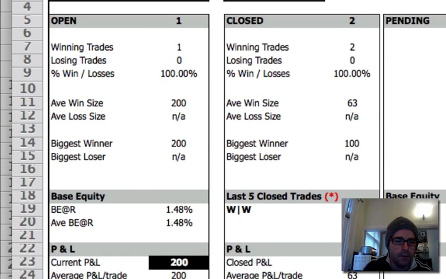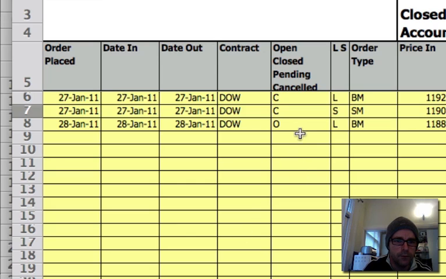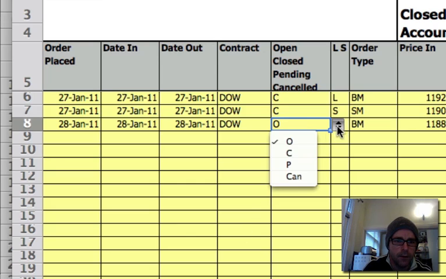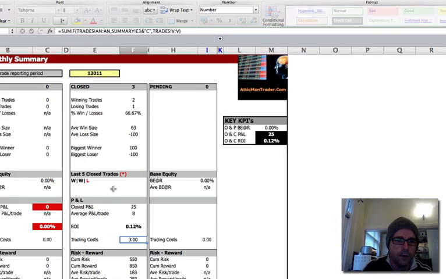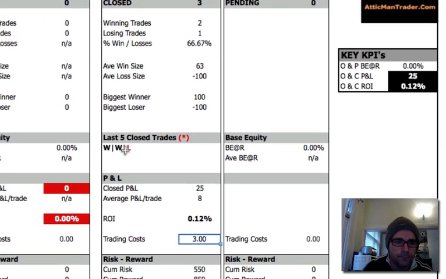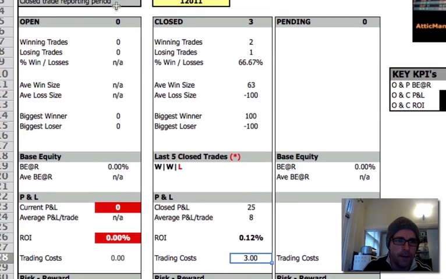So let me close this trade, and let's close this at a loss. So this position here closed at a loss of £100. If we go back to the summary sheet, we'll see that the last trade was a loser. I now have no open positions and 3 closed trades, 2 of which were winners, 1 of which was a losing trade. The average win size remains the same.